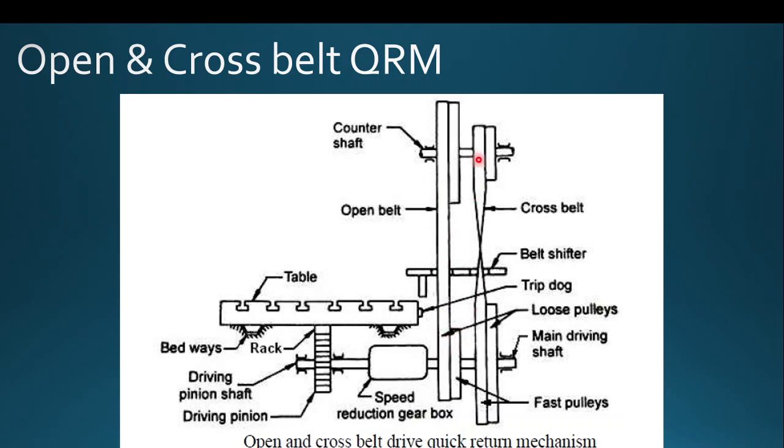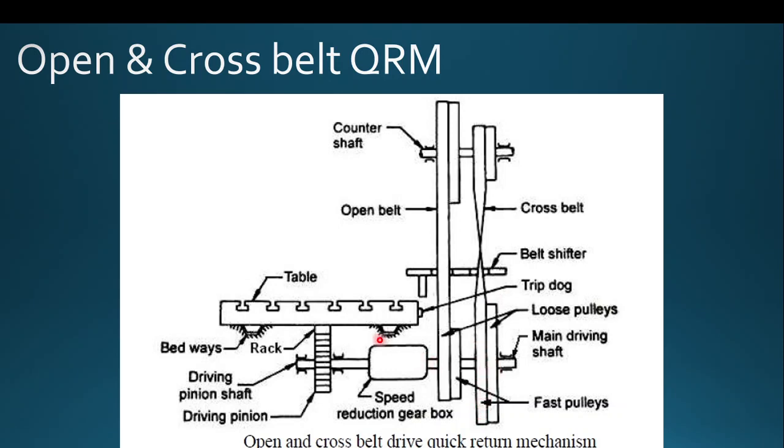In the meantime, the cross belt drive is connected with the fast pulley. So through which drive are you getting the power in the main shaft? Through the cross belt only, because the open belt is now engaged with the loose pulley. So there is no power obtained through the open belt drive. The power is obtained only through the cross belt drive, since the cross belt is now engaged with the tight pulley. See here, this inner larger pulley is the tight pulley.